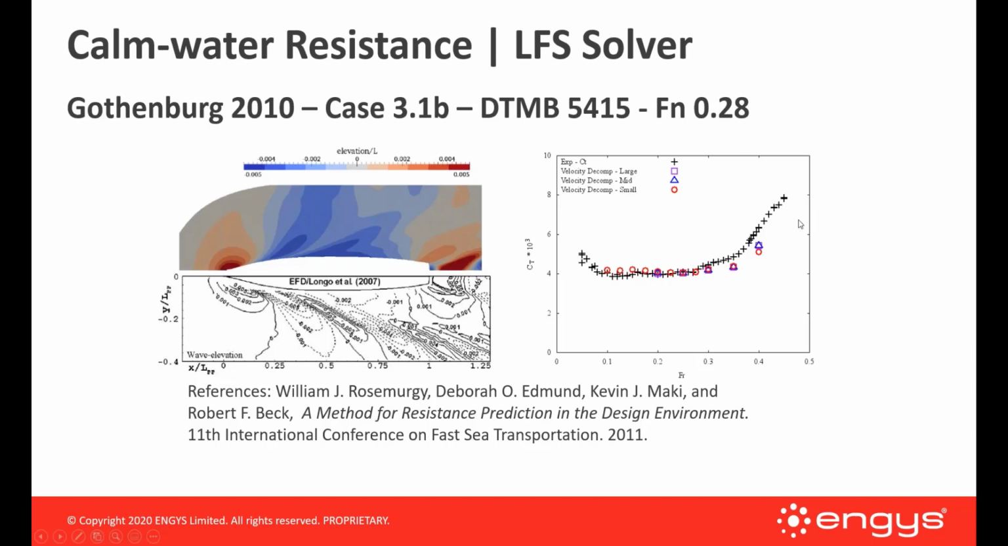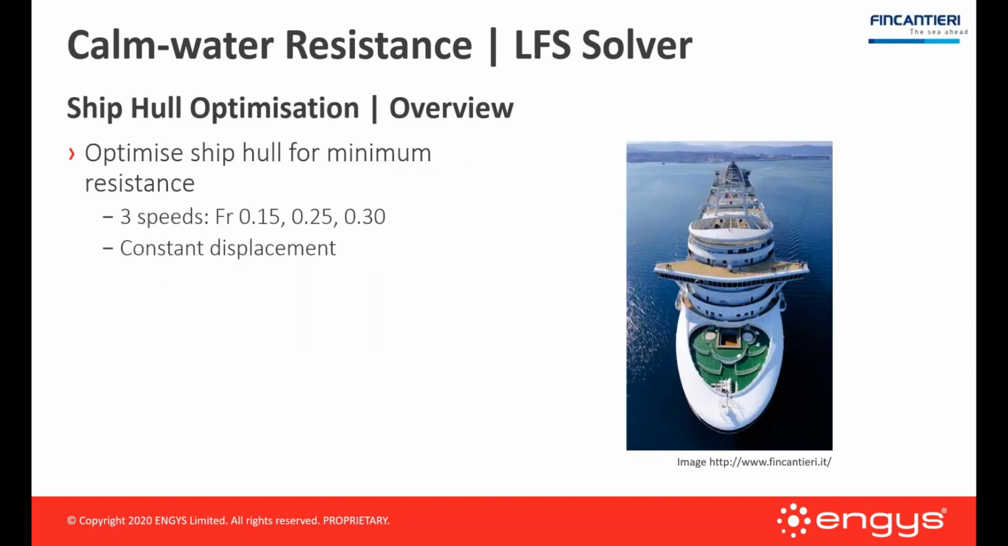On the right side, instead, we have a full resistance curve at different speeds. In black, you have the experimental results, and the different colors show the results of the resistance coefficient at different grid densities, basically in case you also want to look at the grid convergence study.